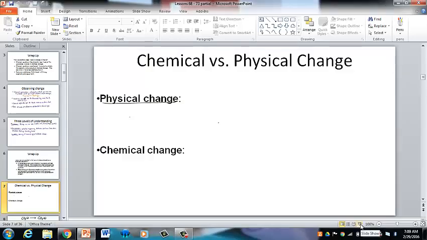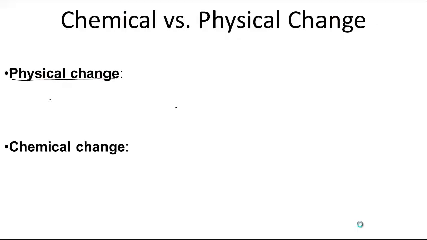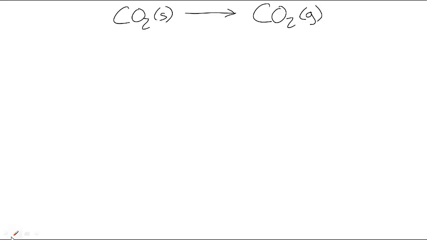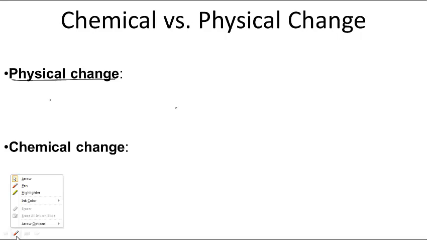Okay, so this is the third lesson in our toxins unit. And we're going to be talking about chemical versus physical change. So when you have a physical change, it's a change in matter. So these are all changes in matter we're talking about.